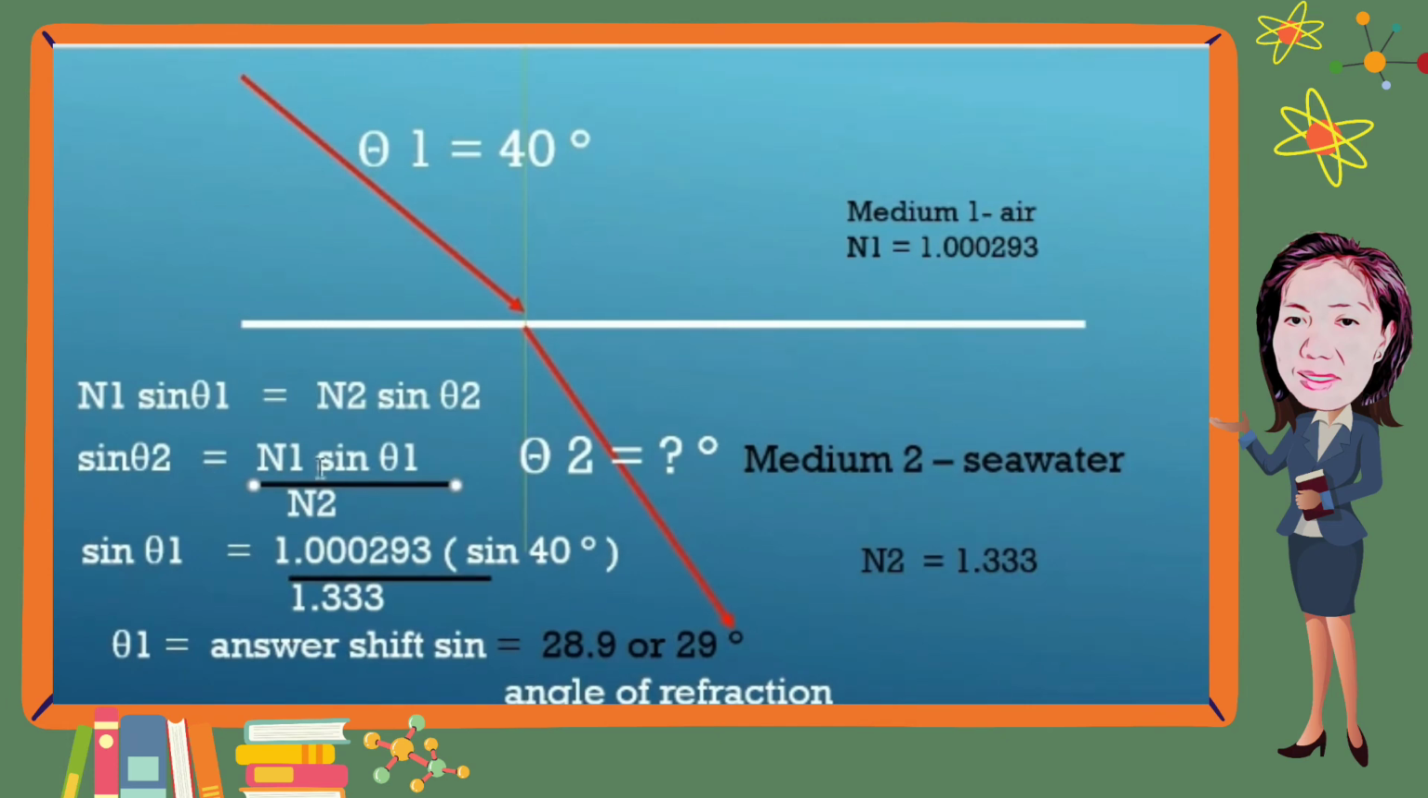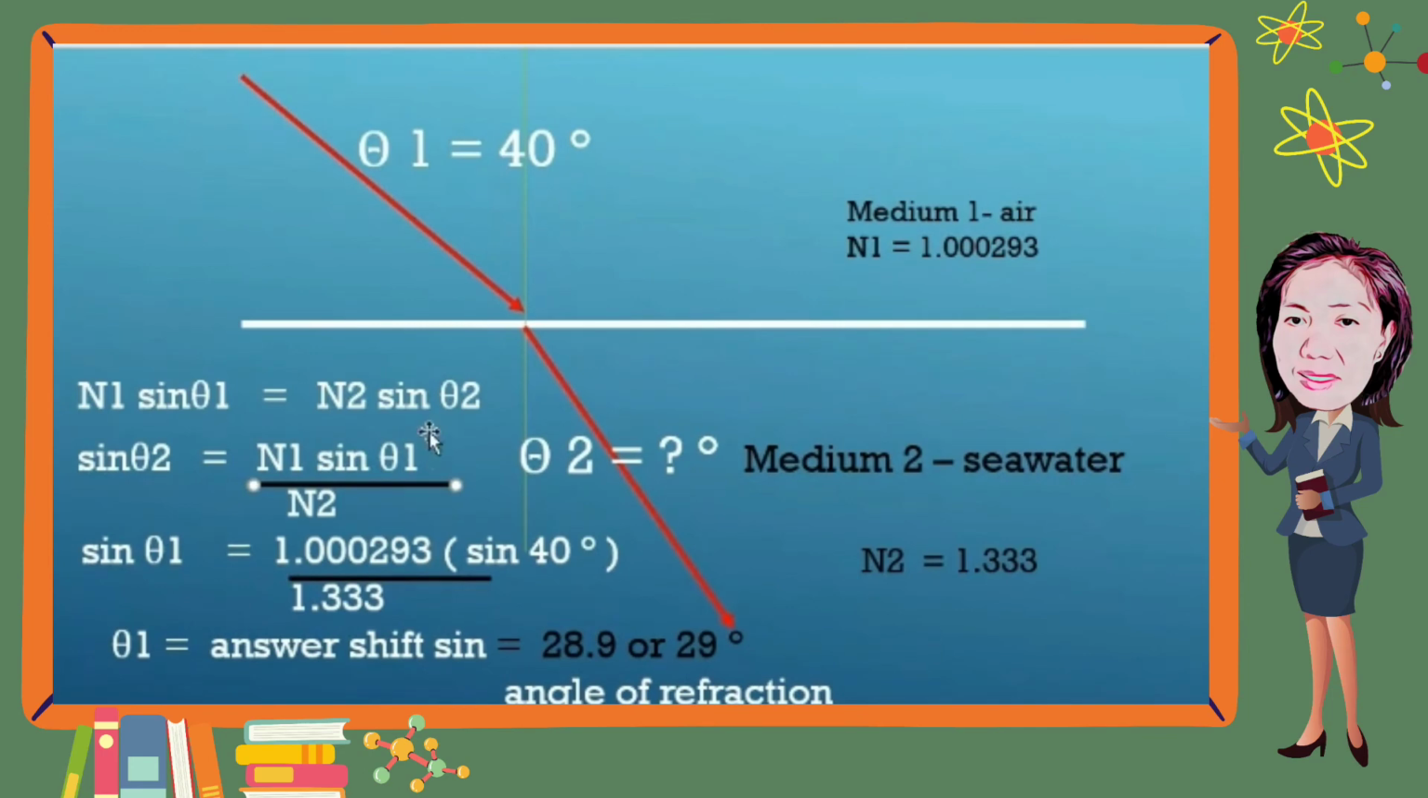So, paano naging ganyan ang equation niya? So, n1 given, sin theta 1 given, 40. n2 given. So, ang nawawala is sin theta 2. So, you're going to write sin theta 2 here. And then copy this n1 sin theta 1 as numerator. And then n2 will become the denominator.